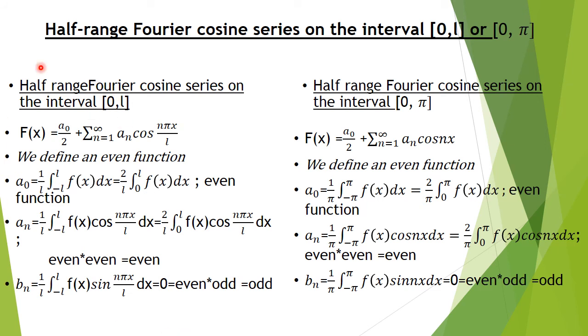This is where we have to be very, very careful. Alright. So this much you need not write while doing the problems. You can directly write a naught value is 2 upon, a n value is 2 upon, and so on. And b n is equal to 0. And similarly, you can write the Fourier series at the last.